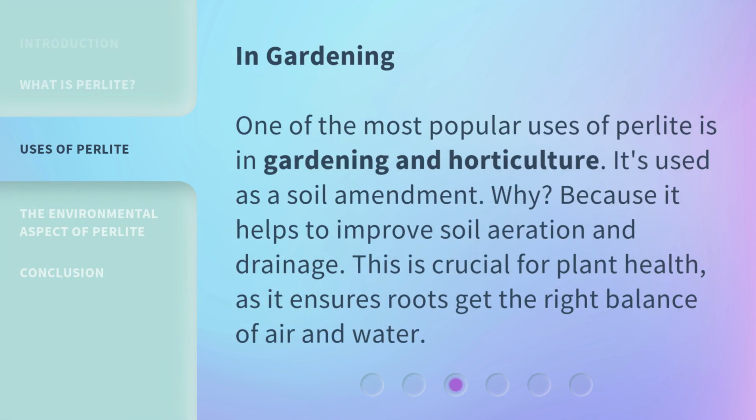In gardening, one of the most popular uses of perlite is in gardening and horticulture. It's used as a soil amendment. Why? Because it helps to improve soil aeration and drainage. This is crucial for plant health, as it ensures roots get the right balance of air and water.